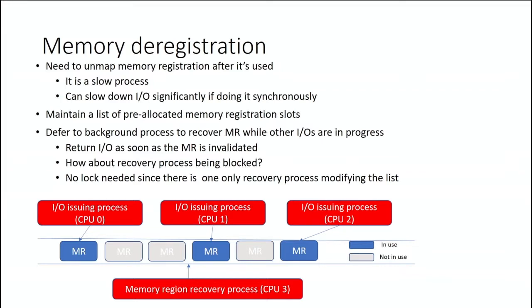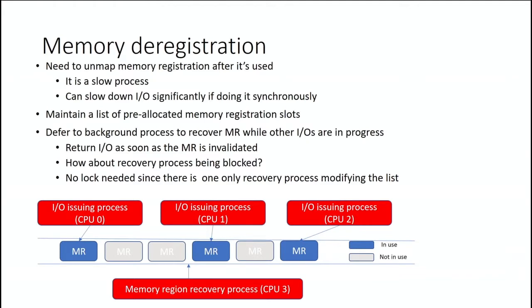So in the implementation, you don't want to allocate those things on the fly, because that may also slow things down. So we maintain a list of pre-allocated memory registration slots. And when the unregistration happens, it's like when you have a lot to do in computer science, you want to break it into small pieces and have other CPUs do each piece. So that's why we defer the memory deregistration to another CPU, while at the same time you may have I/O issuing processes on other CPUs, and those can run at the same time. In other words, the memory deregistration doesn't block any I/O issuing process.